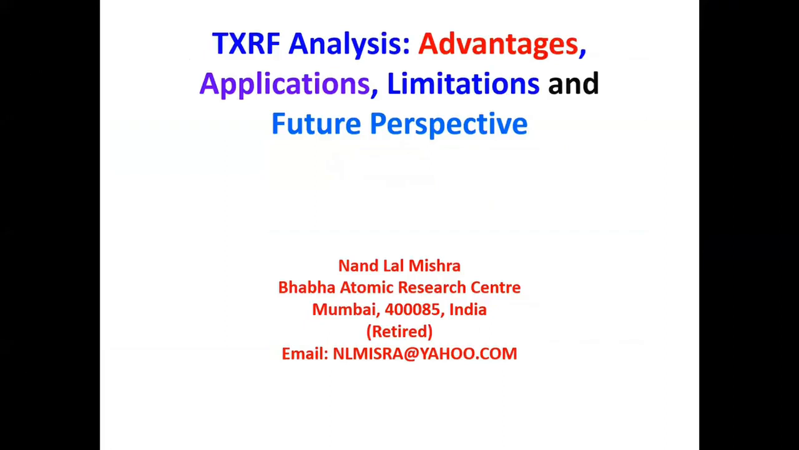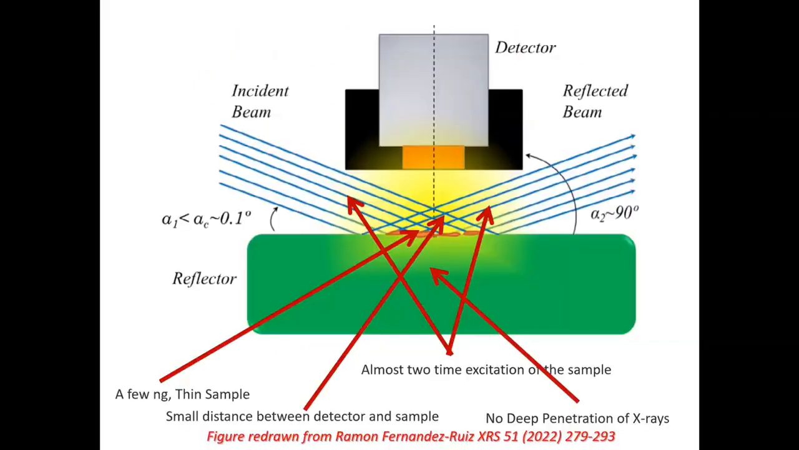The title of my talk is TXRF Analysis: Advantages, Applications, Limitations, and Future Perspectives. In this slide, I will come directly to TXRF and its advantages. The first advantage is that we have a very small amount of sample on a totally reflecting surface. Because of this, TXRF finds application in areas where sample availability is low, like forensic, medical applications, radioactive samples. Again, the X-rays fall at an angle less than the critical angle.